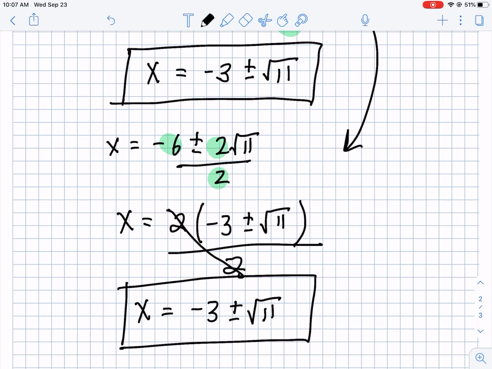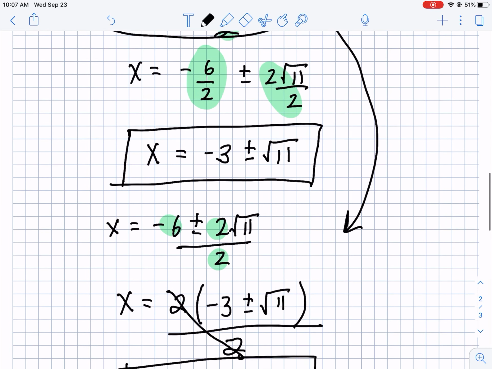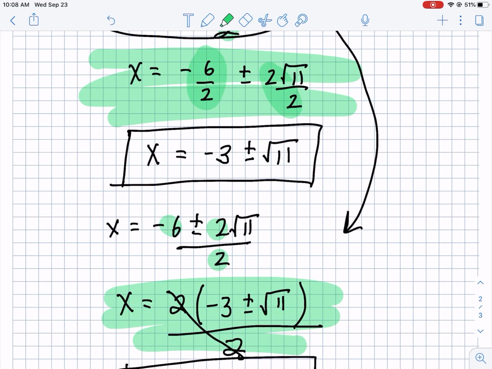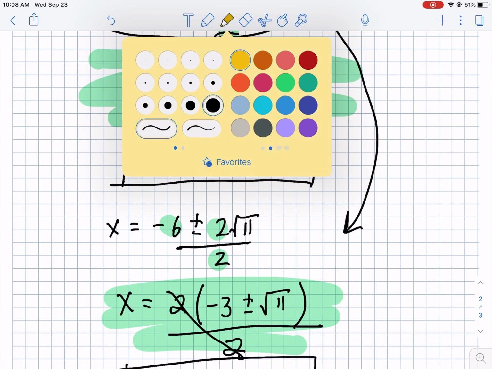It's just a different way of thinking about it. So you can either decompose your fraction, like I did here, into 2 separate things, or factor out the 2 and then cancel it. It's your choice, but either way, you will get this.